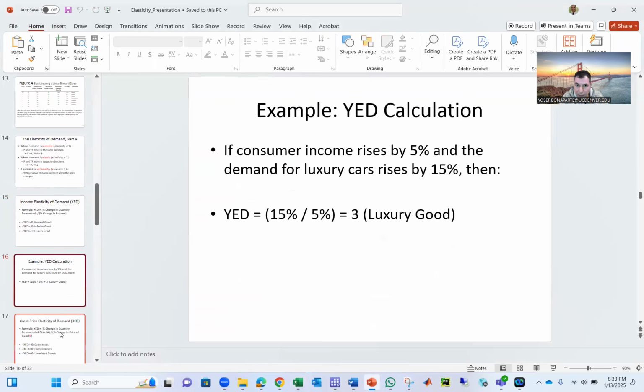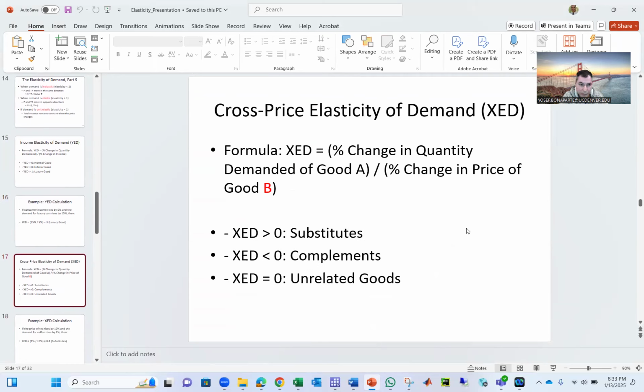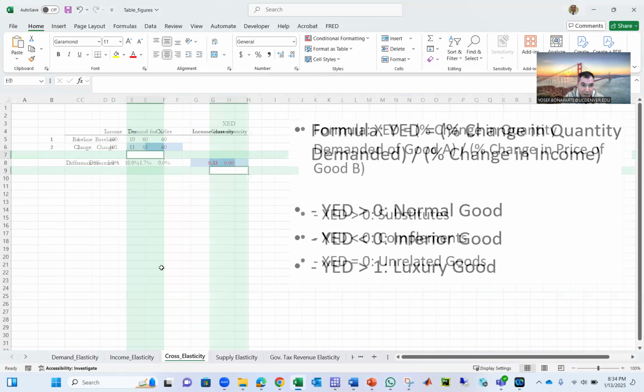And here you have an example. If consumer income rises 5% and the demand for luxury rises 15%, 15 divided by 5 is 3. That means luxury good. Cross elasticity, for example, tea and coffee. If you like coffee and you like tea at the same time, sometimes you drink coffee, sometimes tea. So there is some cross price elasticity: the change in the quantity demanded for good A as a result of a change in the price of B. So there's substitution, complement, and unrelated.